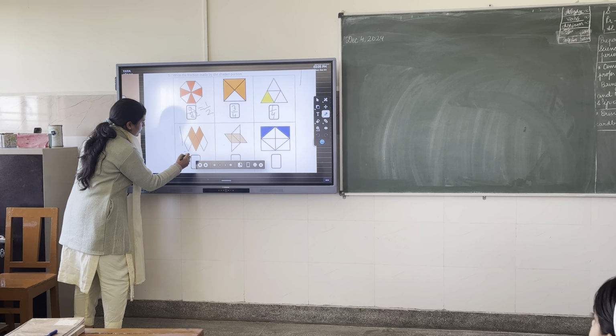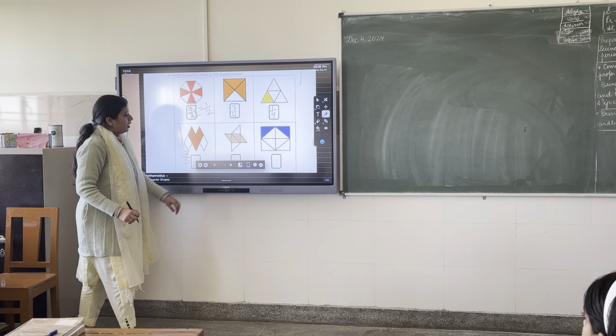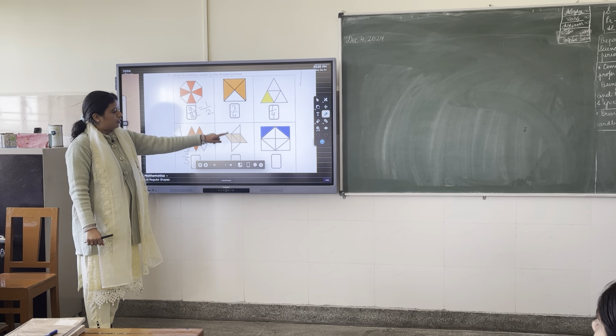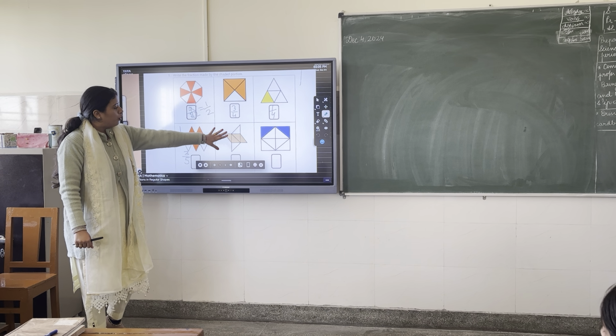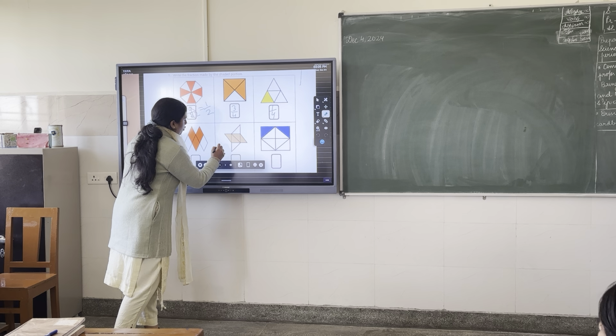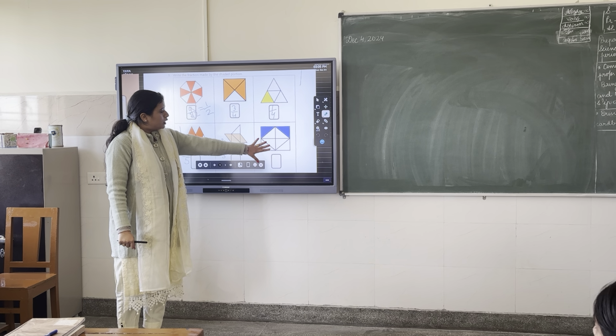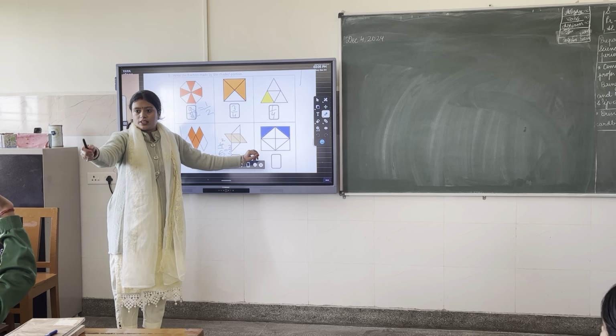3/5. Correct. 3/5. And this one? 4/6. Yes, total parts are 6 and 4 are shaded. So 4/6 and we can cancel these. That is 2/3. Correct. Now, in the next question, Yatharth, come.